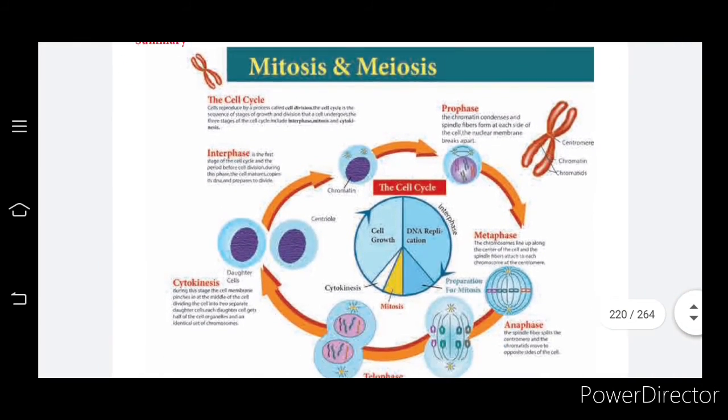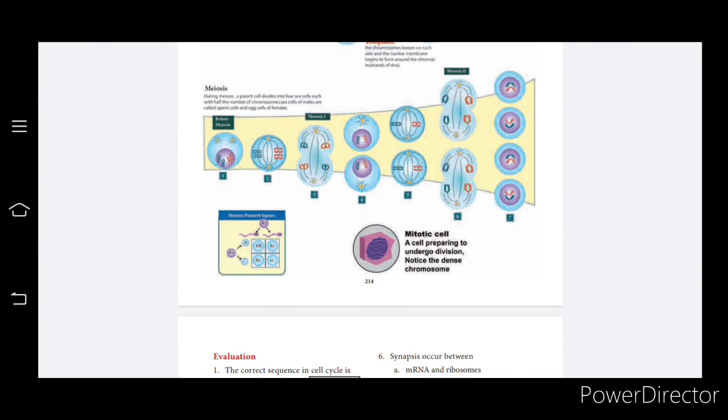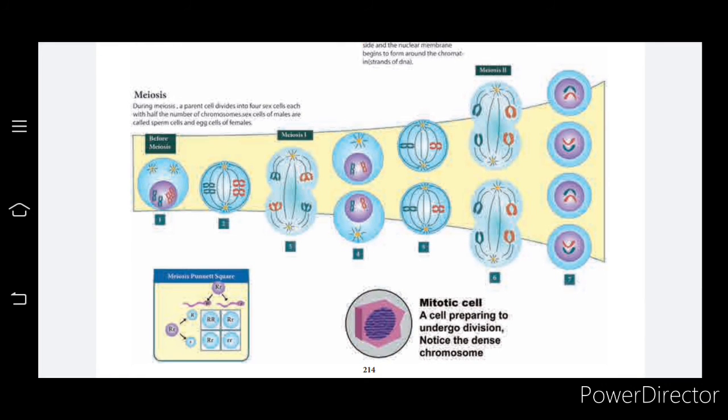So this mitosis and meiotic cell division help in the growth of the organism. Mitosis helps in the growth of the organism, and meiosis helps in the production of gametes and maintains a constant chromosome number in the organism. That is the major thing you should know.